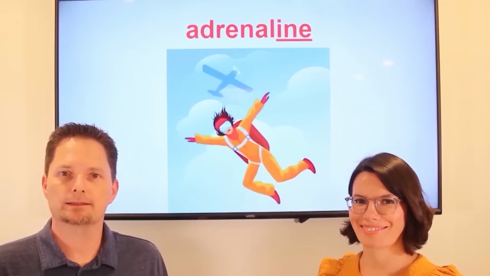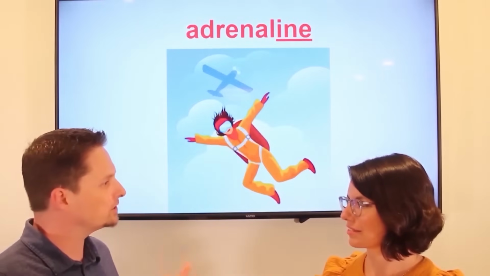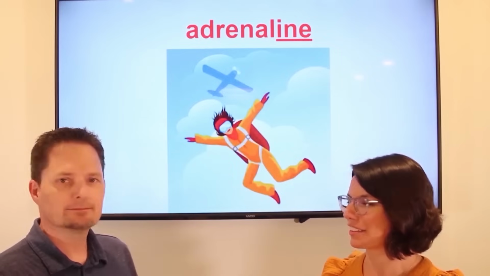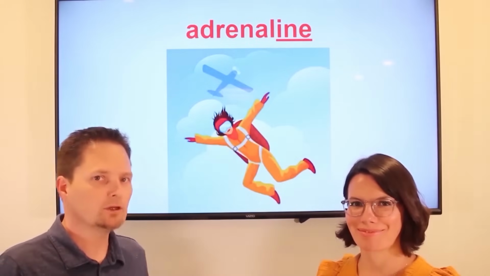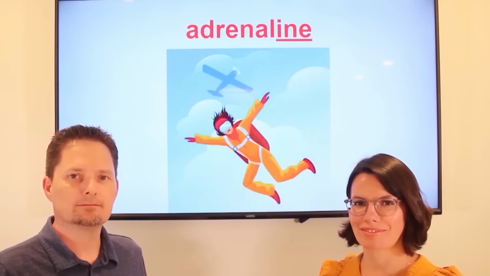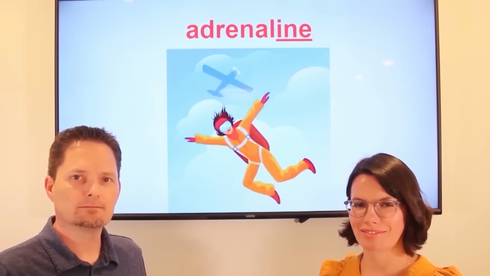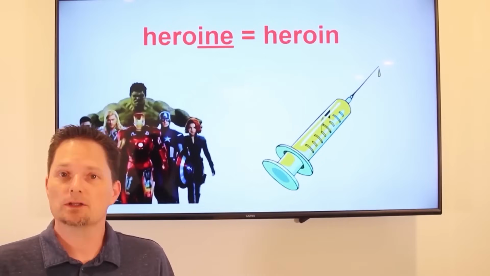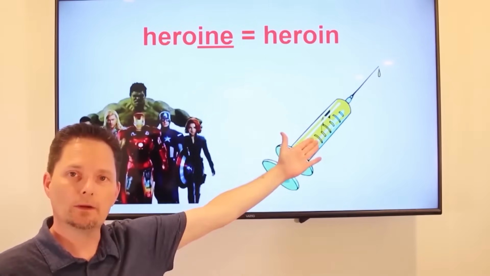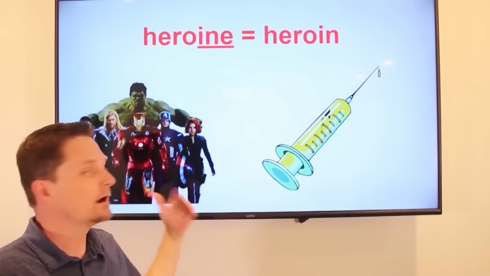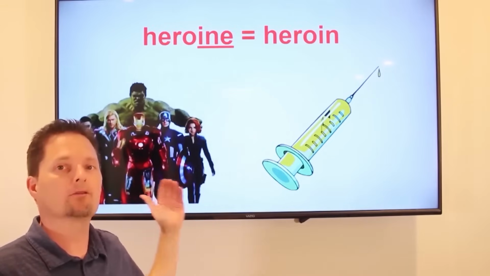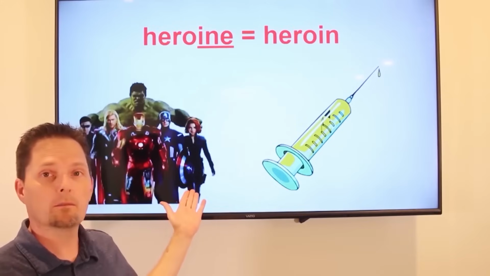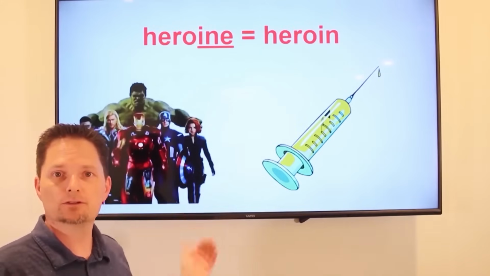Adrenaline. Let's practice. Did she get a rush of adrenaline when she jumped out of the plane? Yes, she got a rush of adrenaline when she jumped out of the plane. Very good. Next we have heroine. The pronunciation is the same. The drug heroin and the person heroine. Hero is for a boy, and for a girl we say heroine. It's a girl hero. So, Black Widow is the heroine of the Avengers.